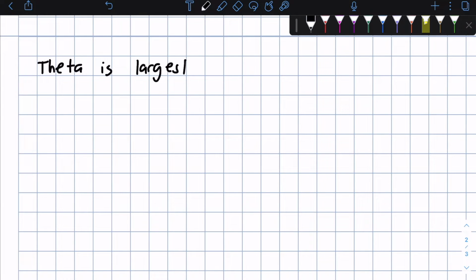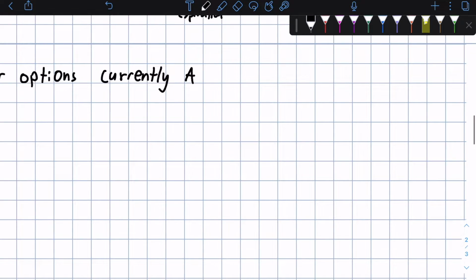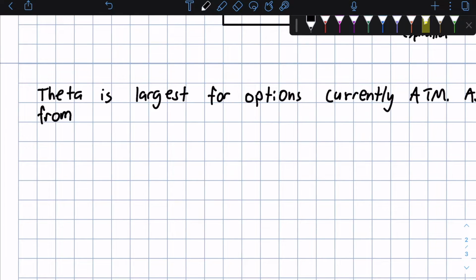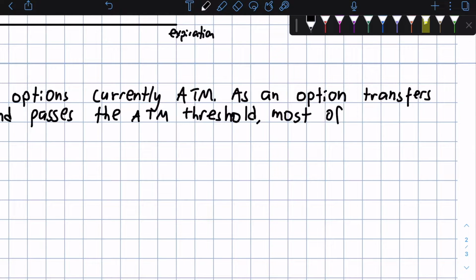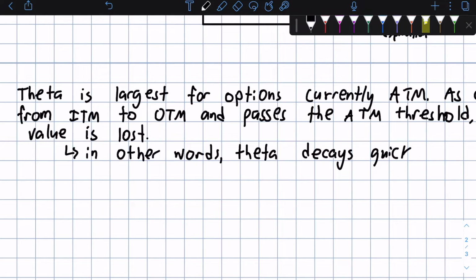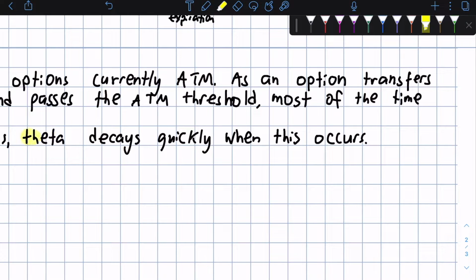Theta is largest for options that are currently at the money. And this is really important, as an option transfers from in the money to out of the money, therefore going through the at the money point. Most of the time value is lost, sorry. Most of the time value is lost. In other words, this means that theta quickly decays when this occurs.